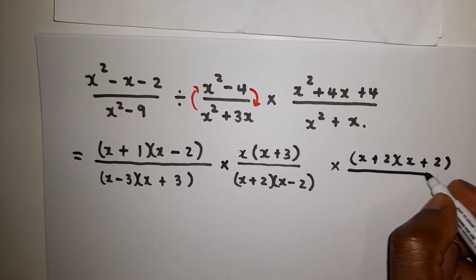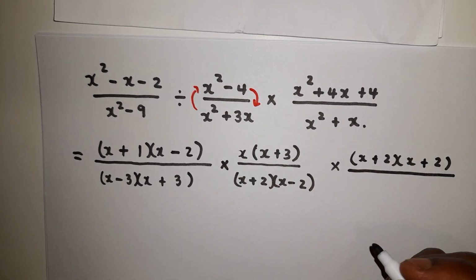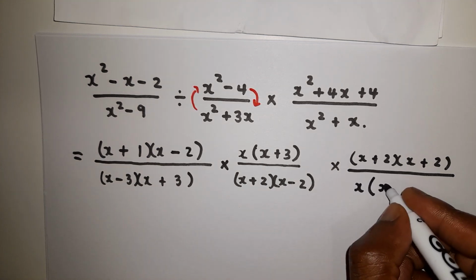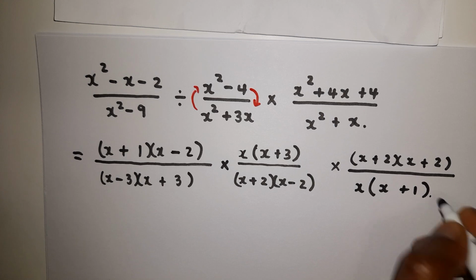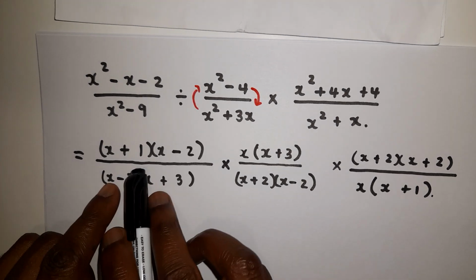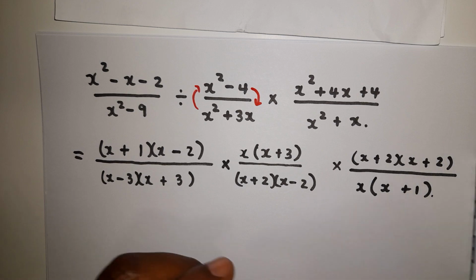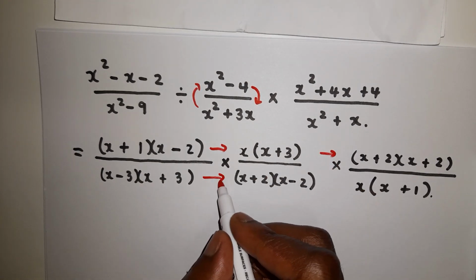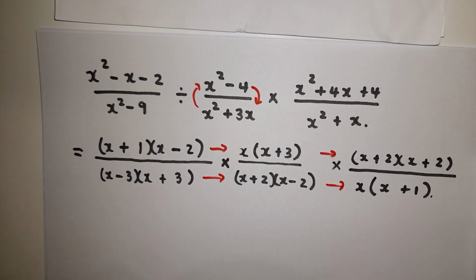I go to the last, which is this one. I see a common factor. Take out an x, I'm left with x plus 1. Right, grade 10s. I see there's multiplication throughout. Since there's multiplication, it means I can perform my multiplication going across numerators, going across denominators.